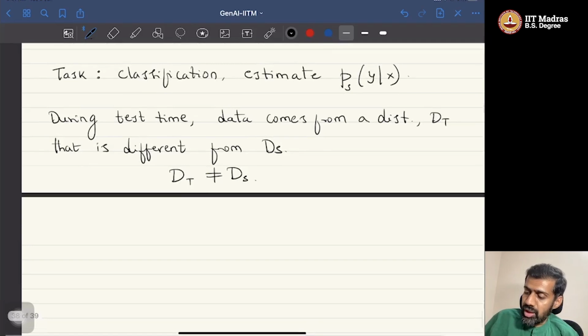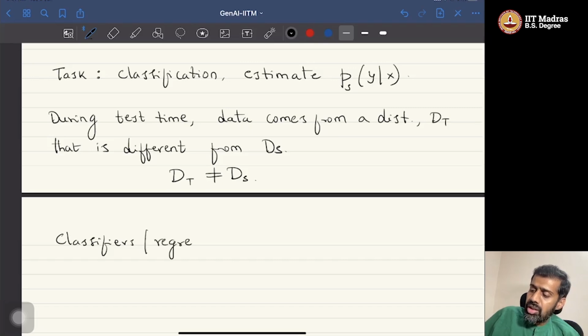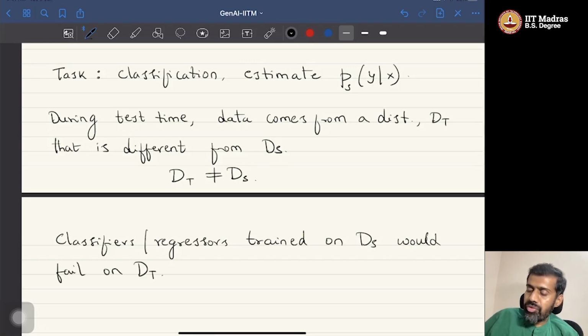In those scenarios, the classifiers or any kind of regressors, it doesn't matter, some function approximator that we have trained on our source data, classifiers or regressors trained on Ds would fail on Dt. It's obvious, right? Suppose you have data on which you have trained a classifier. When the test data comes from a different distribution than the data upon which the classifier has been trained, then the classifier is bound to fail.